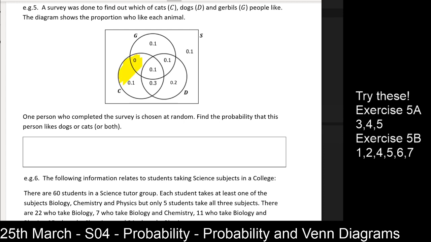So basically, as we saw earlier, that's just anything that's in the circle for cats or circle for dogs. They don't have to like both for this condition to be satisfied. But as we can see there in the brackets, we can include the probability that they like both. So simply all you need to do here is just add up all these numbers and we just get the probability of C or D is just 0.8. We could also just add the probability that they don't like cats or dogs and just do 1 take away 0.2 to get 0.8.